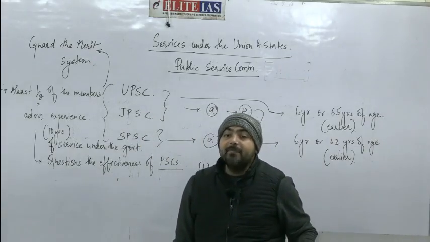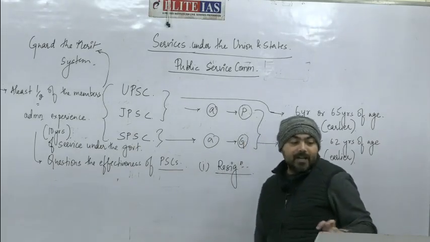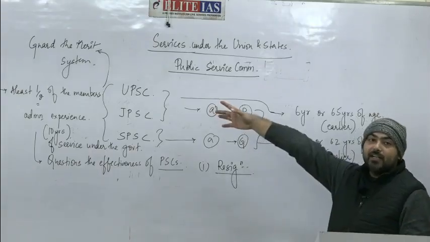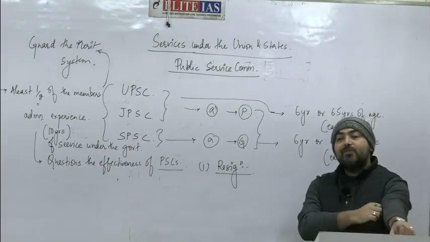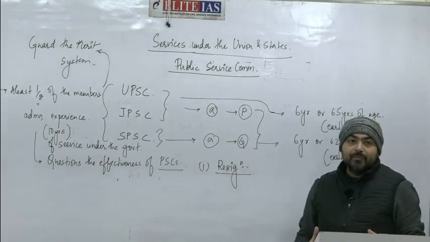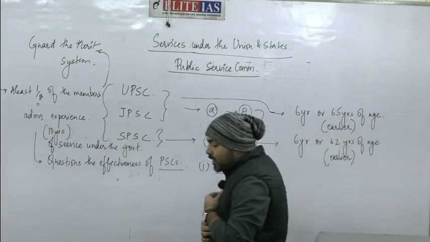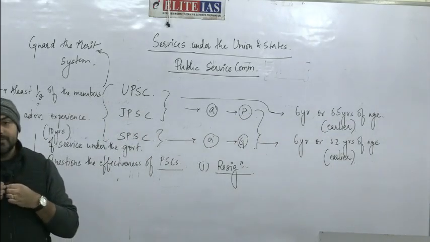Next, independence of Public Service Commission. Independence of Public Service Commission, because we have been stressing on this idea that this is a guardian of merit system, which means we have to ensure that this body is completely an independent body. So, what are the steps to ensure independence of Public Service Commission?